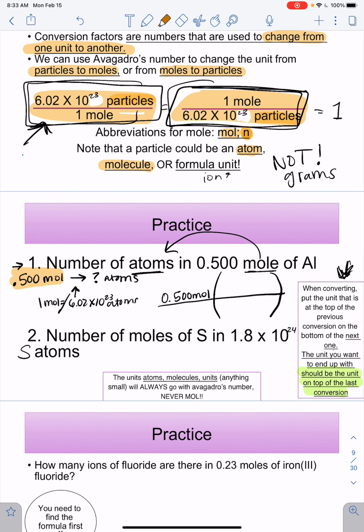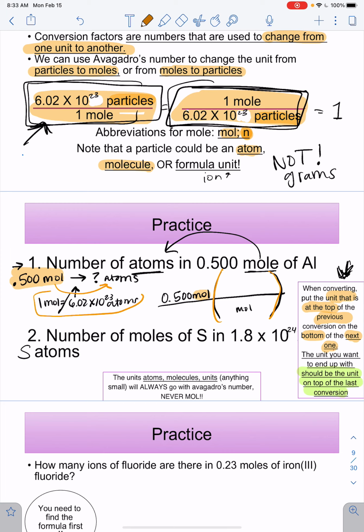So do you see how mole is on top? It's saying put the unit that is on top of the previous conversion to the bottom of the next one. So I'm going to put mole down here. And in these parentheses right here, I'm going to put a conversion factor where I'm trying to go from moles to atoms.